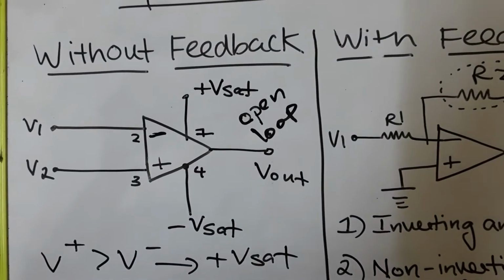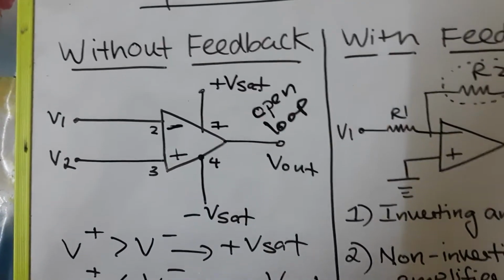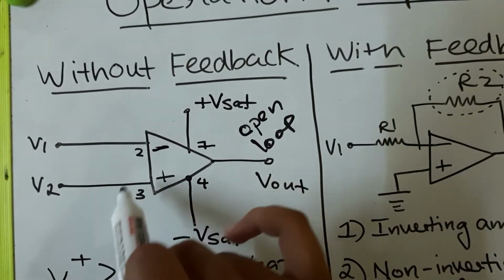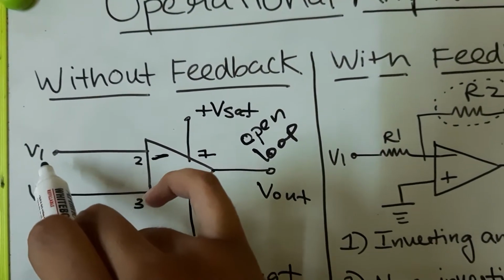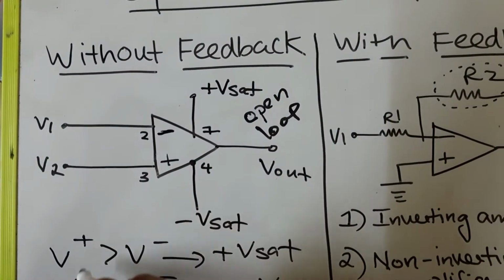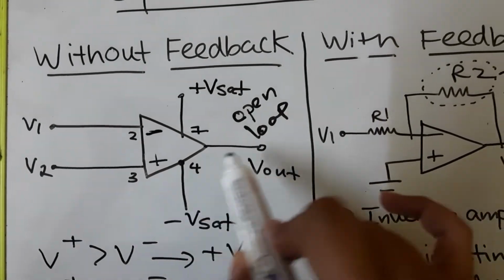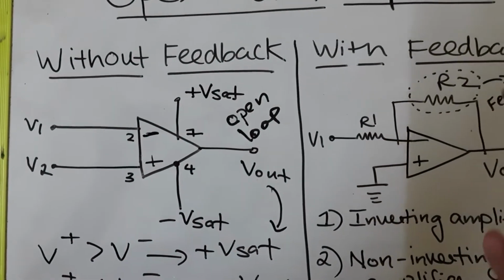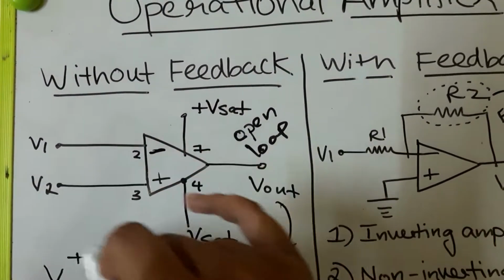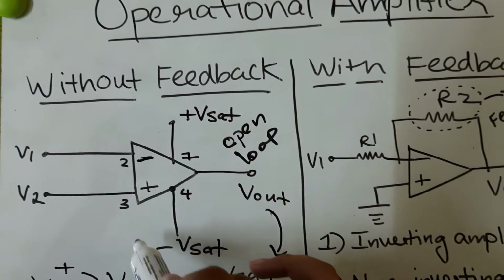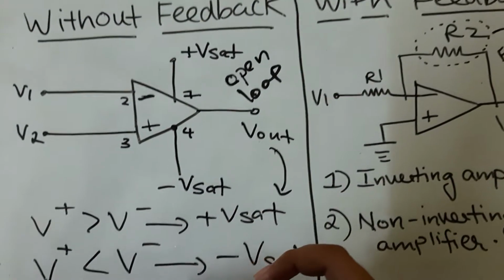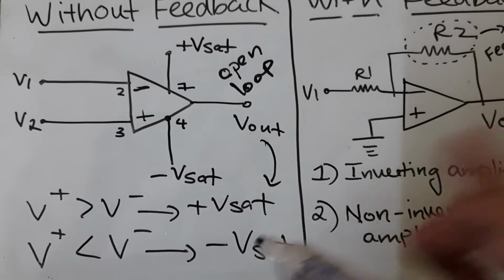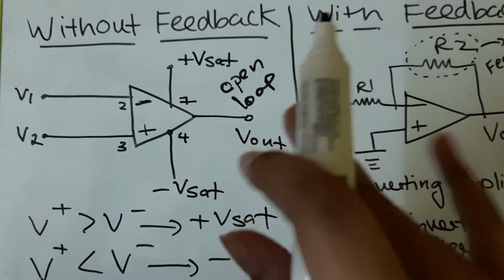Now the simple thing here is, if the voltage at the non-inverting terminal is greater than the voltage at the inverting terminal, that is, if V plus is greater than V minus, then my output will be plus Vsat. On the other hand, if my V plus, that is voltage at the non-inverting terminal, is less than the voltage at the inverting terminal, my output will be minus Vsat. This is op-amp without feedback.